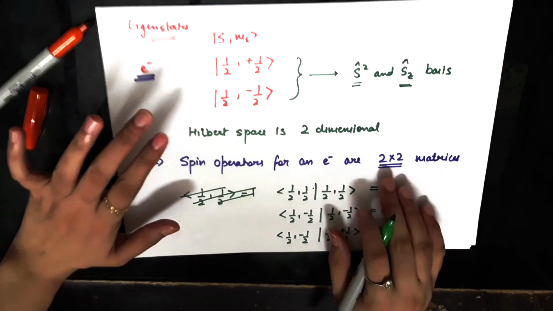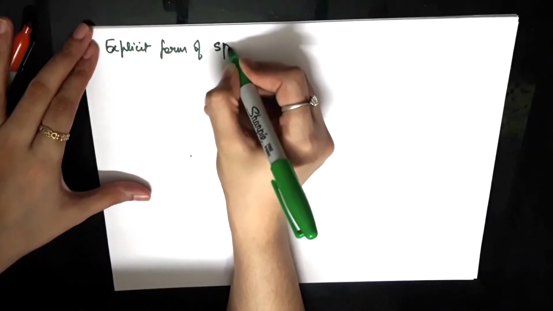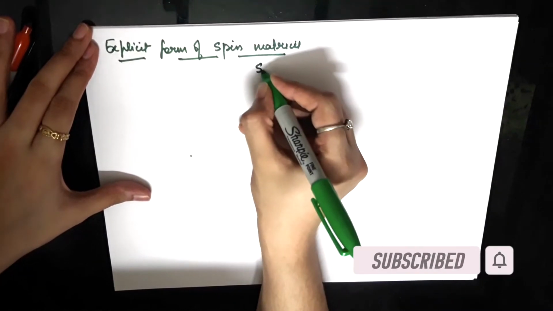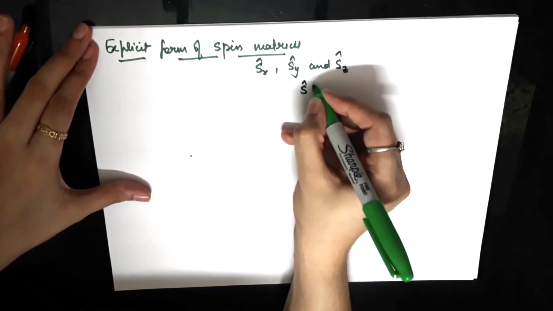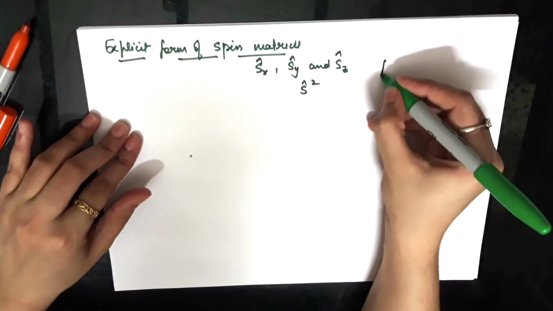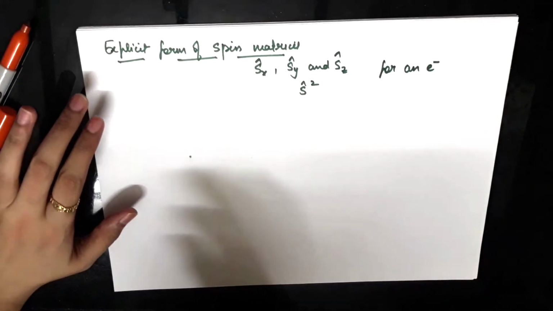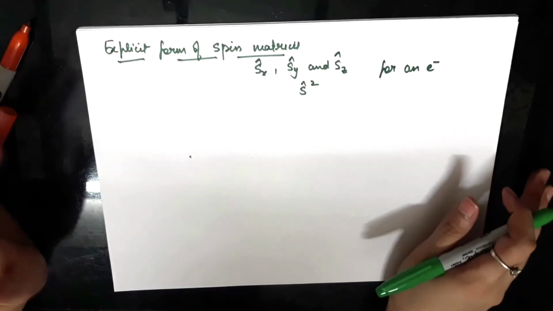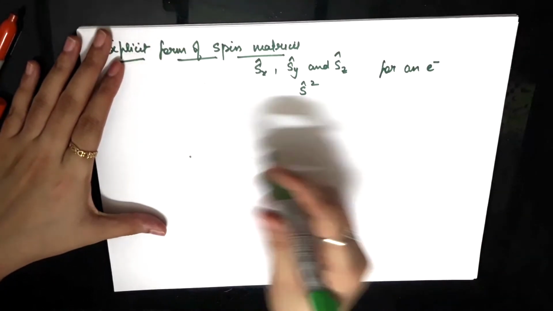Keeping all these facts in mind, let's figure out the explicit form of the 2 by 2 spin matrices for an electron. By spin matrices I mean Sx, Sy and Sz, and we can also find the explicit form for S squared. Everything I am doing here is specific for electrons but can be generalized straightforwardly to any other spin, say spin 3 half, spin 3, etc. So let's start with the explicit form for the Sz operator.